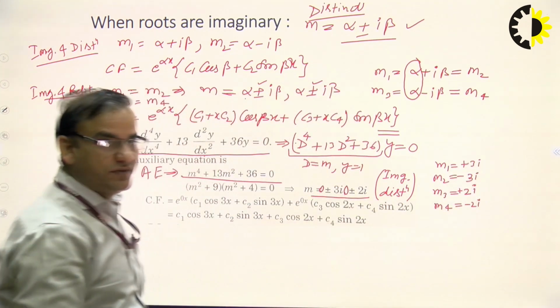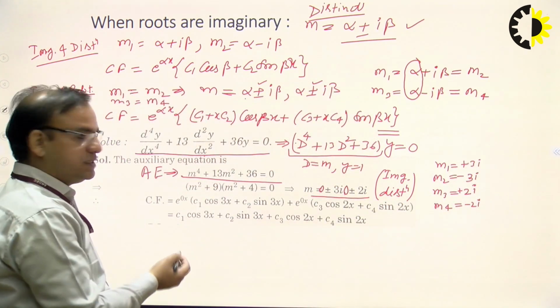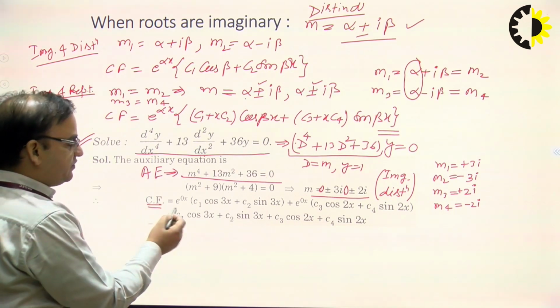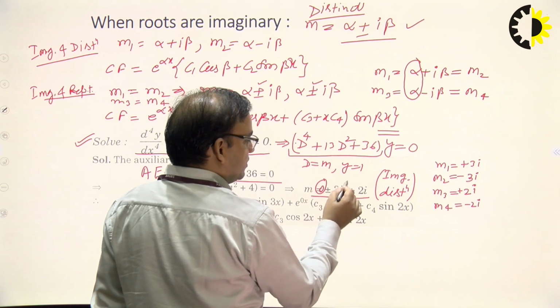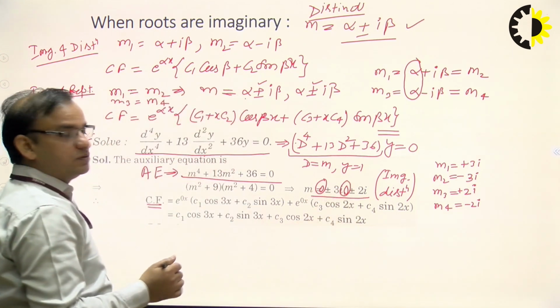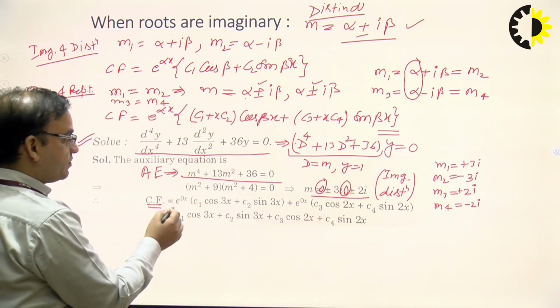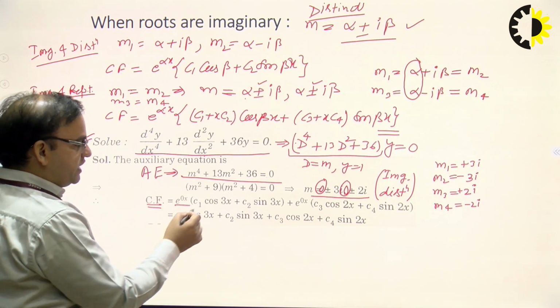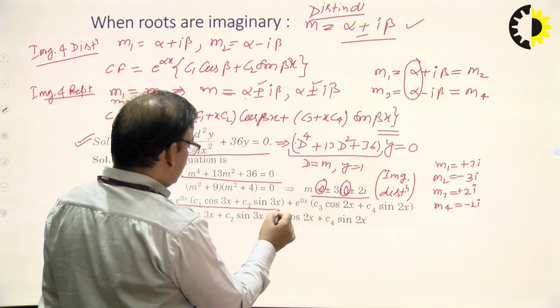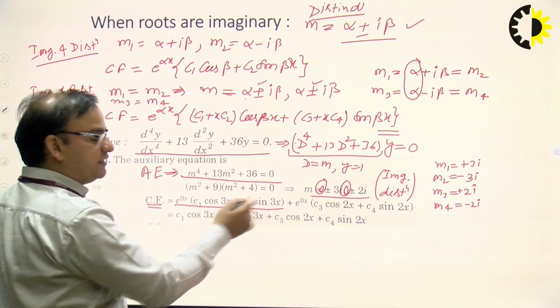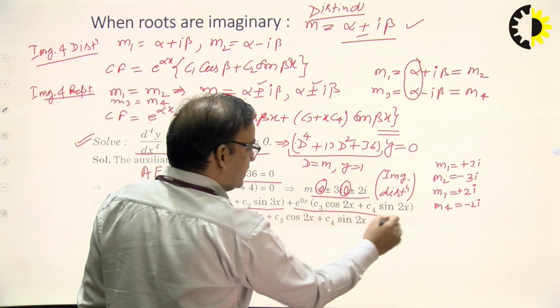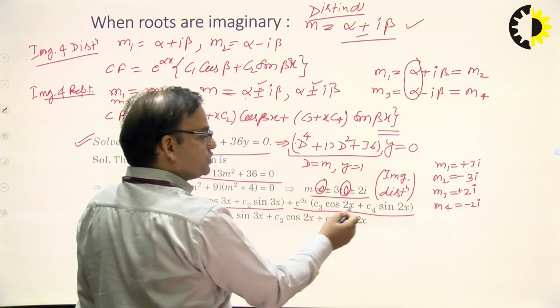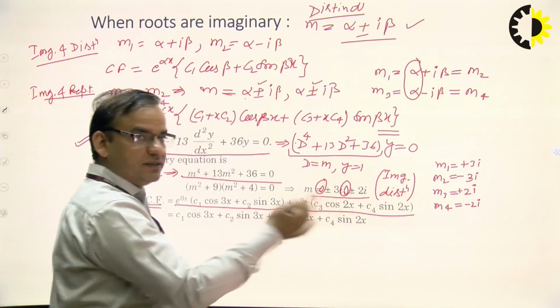Now for these four roots, we have to write the CF. Because the real part of these two pairs is 0, the CF is e raised to power 0x (c1 cos 3x plus c2 sin 3x) for the first pair, and e raised to power 0x (c3 cos 2x plus c4 sin 2x) for the second pair.